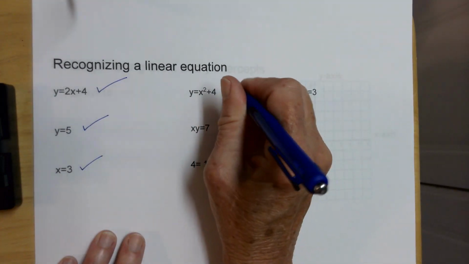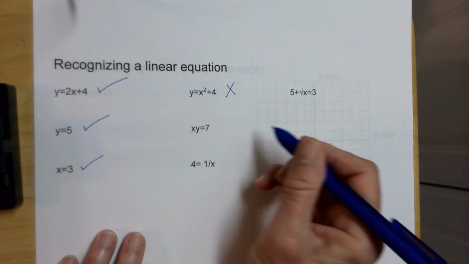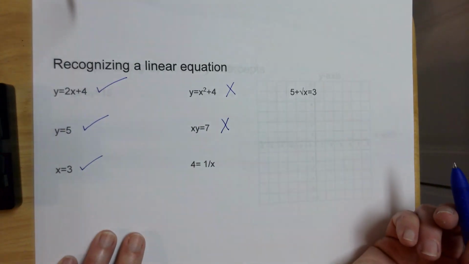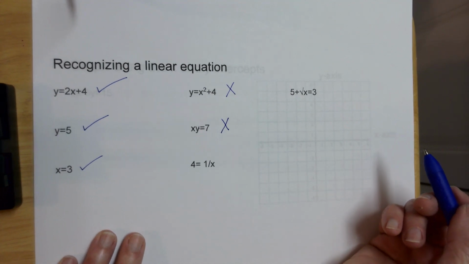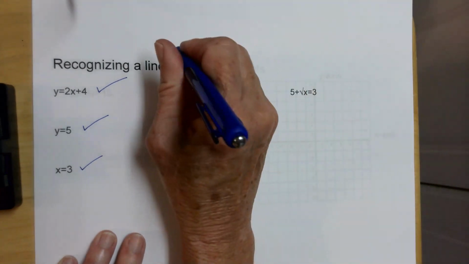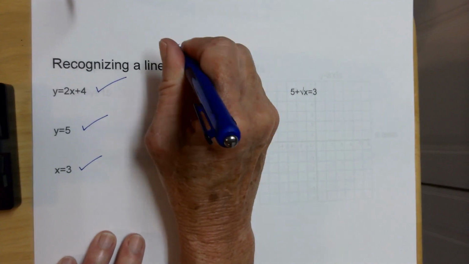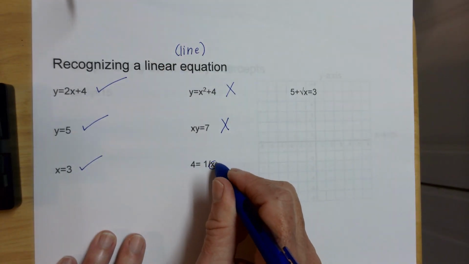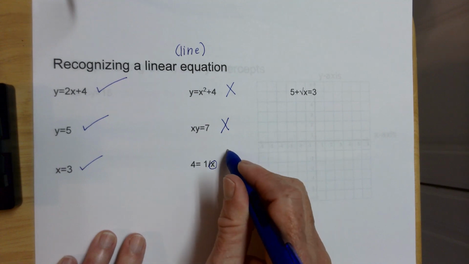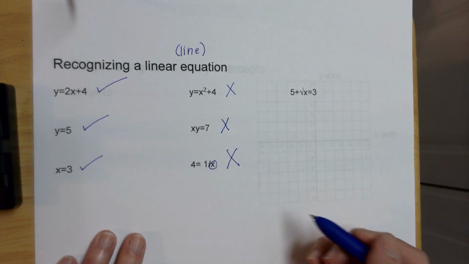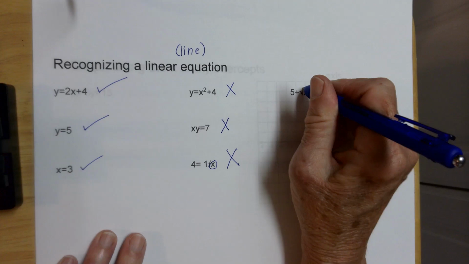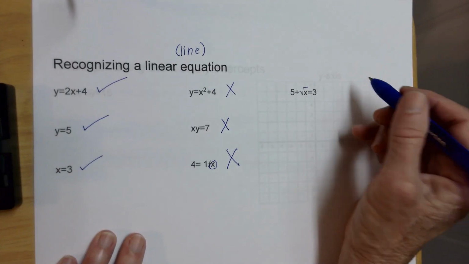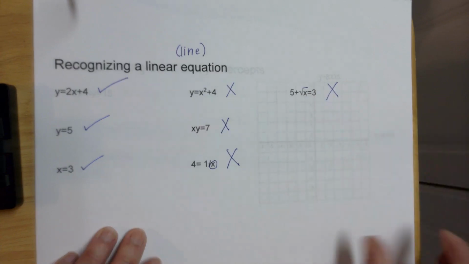This is a no because the x is squared. This is also a no because the x is multiplied by the y, and that cannot be the case with a linear equation or an equation that graphs a line. The x is on the bottom of a fraction, so that's not a linear equation. And over here, if you look close, that's a square root, and I told you that the x or the y cannot be underneath the square root. So that's not a linear equation.